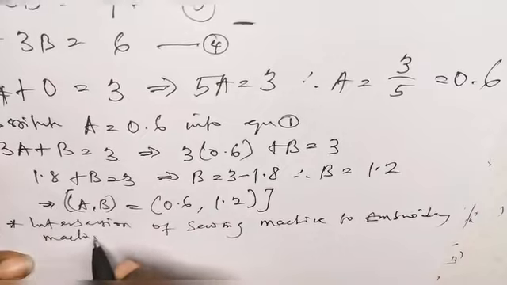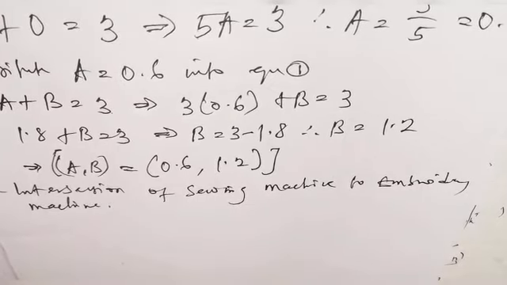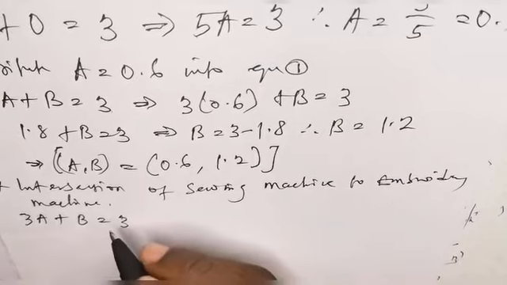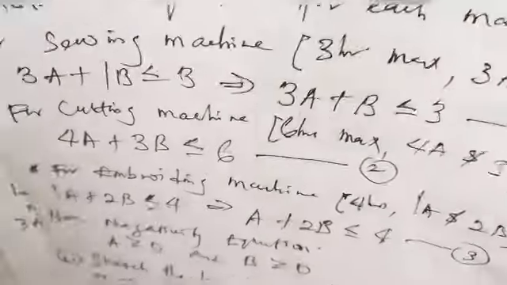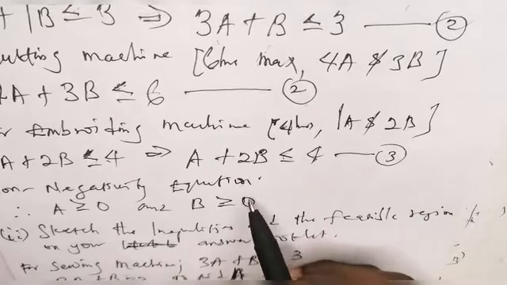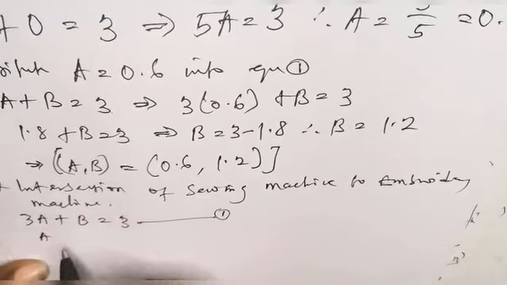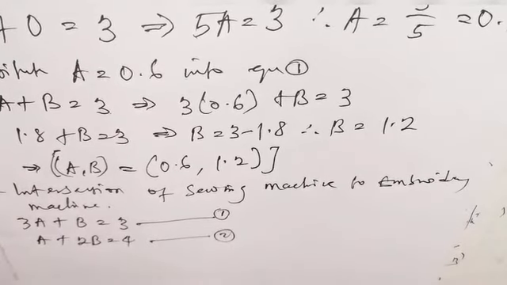To do this, you quickly pull out their equations. So let's go back to the equations once more. The equation for the sewing machine remains 3a plus b equal to 3. Let's call this equation 1, and for the embroidery machine we obtain that a plus 2b is less than or equal to 4. So simply saying a plus 2b equals 4. Call this equation 2 for this intersection. Just like we did above, we also find the values of a and b in this equation.